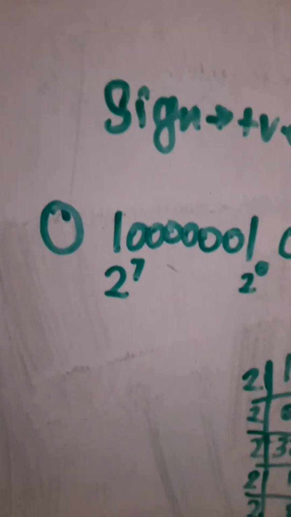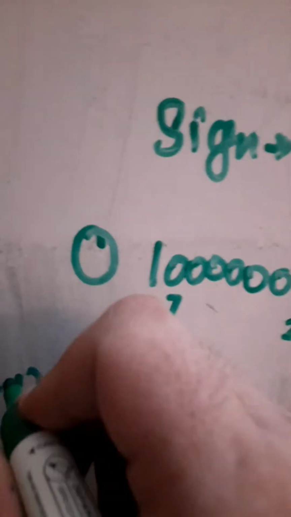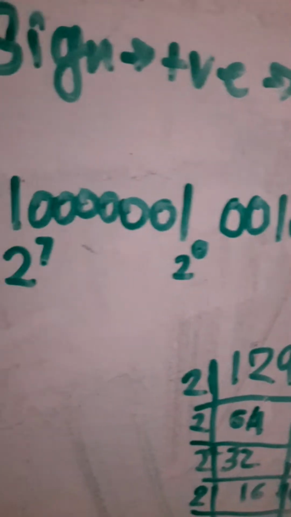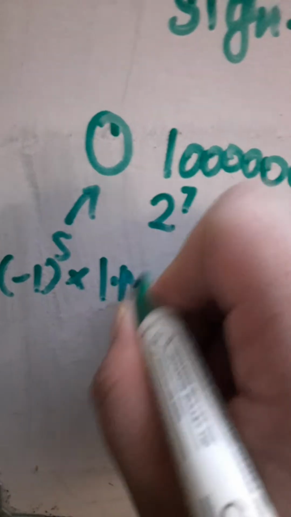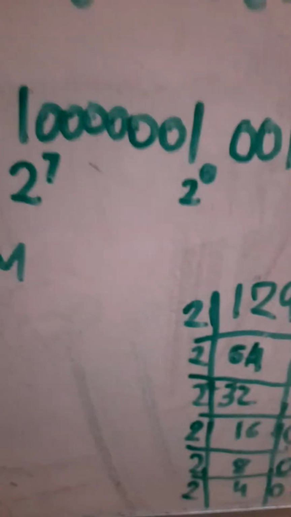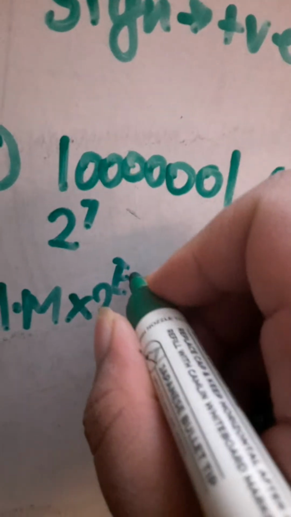Now, if you want to convert it into decimal, you just have to do one thing, which is to write (-1) raised to the sign, which is 0 here, multiplied by 1 point mantissa, because zeros don't change your number even if they're added after it, and multiplied by 2 raised to e minus bias.